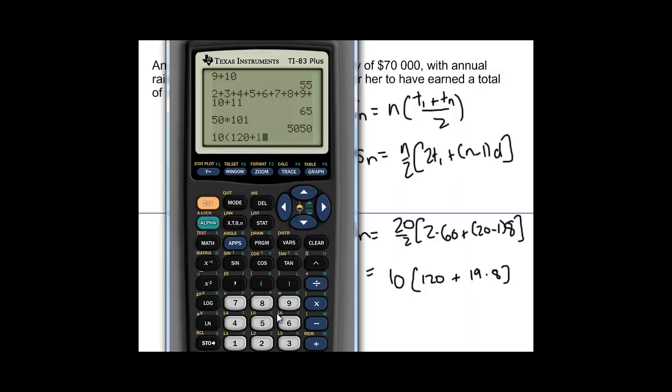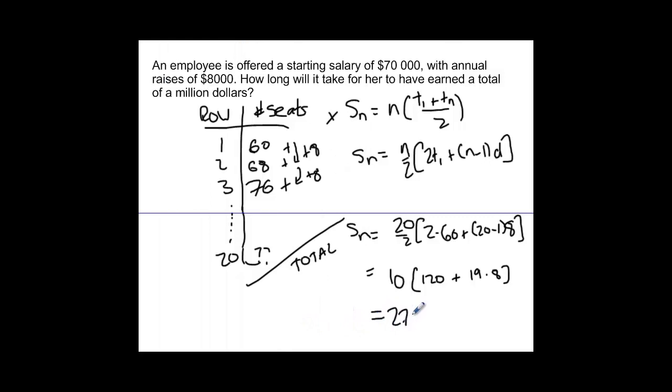Bracket 120 plus 19 times 8. And so this is much faster. Apparently there are 2720 seats in the theater. So hopefully that made sense to you.